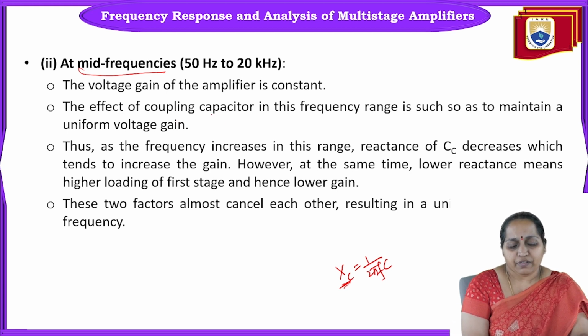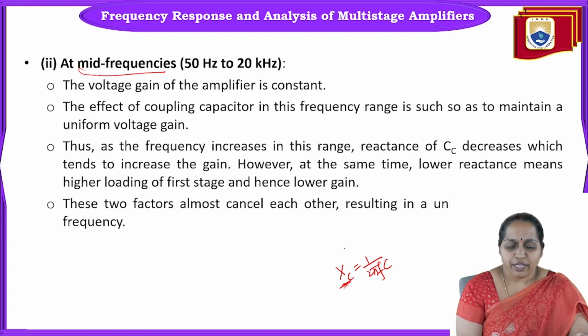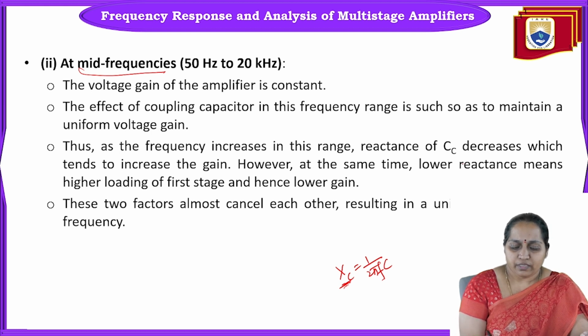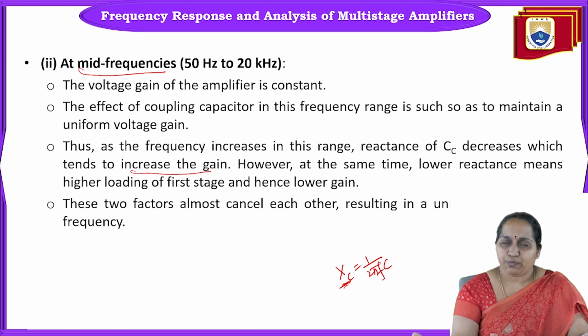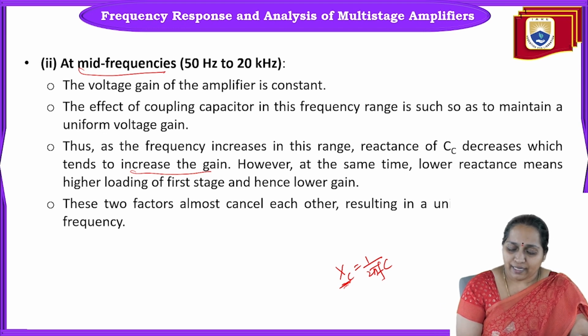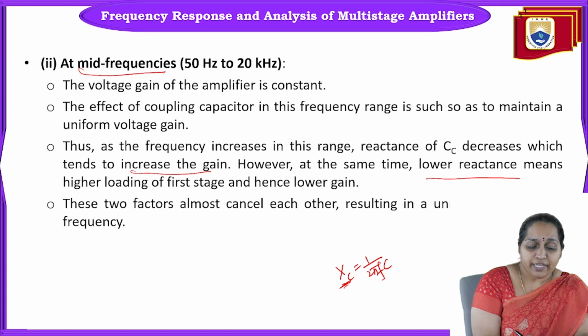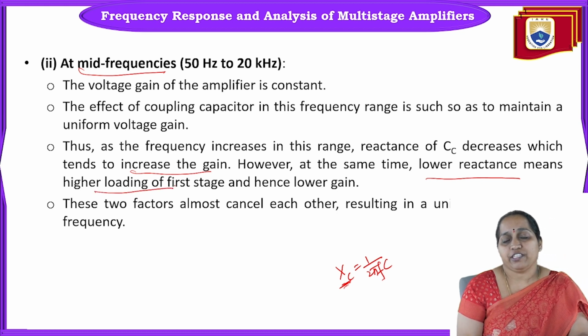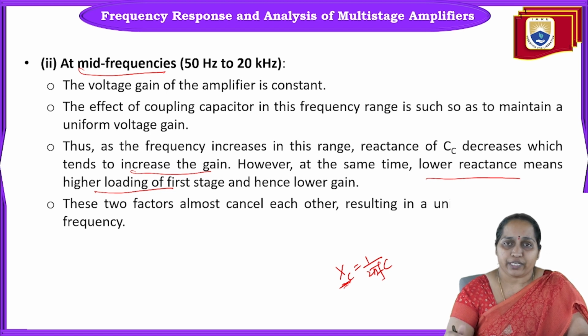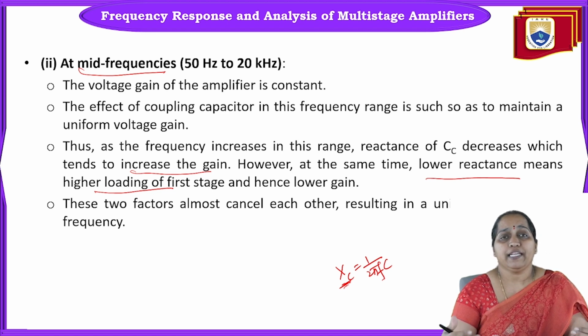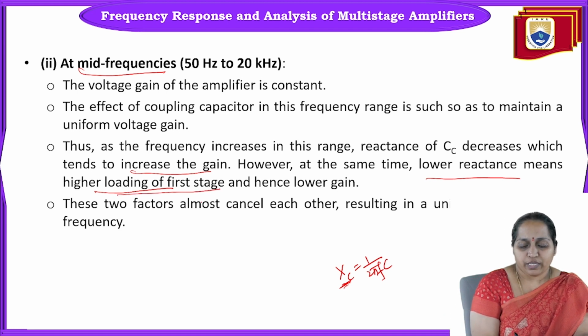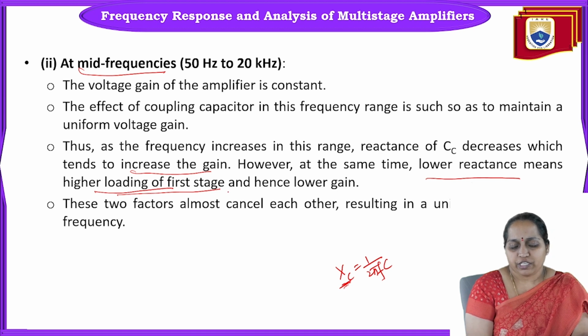So we can say that at mid frequencies, the reactance of the coupling capacitor is low. As a result, the gain will increase, that is, a larger output will be produced, which indirectly means more gain is achieved. That is on one side. On the other hand, offering lower reactance means indirectly you are providing a higher load to the first stage, and hence a lower gain. So lower reactance means higher loading of the first stage. Obviously, when higher loading is given, the gain will be reduced.